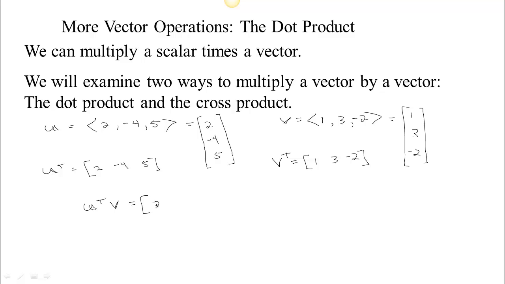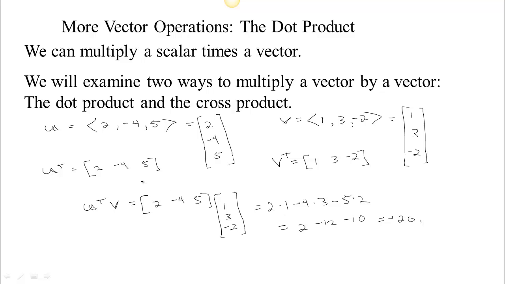See, u transpose is 2, -4, 5, and v is this matrix 1, 3, -2. Remember, for matrix multiplication, this is perfect because you can multiply the first entries, the second entries, and the third entries. Let's see what we get. 2 times 1 minus 4 times 3 minus 5 times 2. I'm just multiplying corresponding entries in these two, just like we did when we were multiplying matrices. 2 minus 12 minus 10. We get 2 minus 12 would be -10, minus another 10 is -20 for the answer.